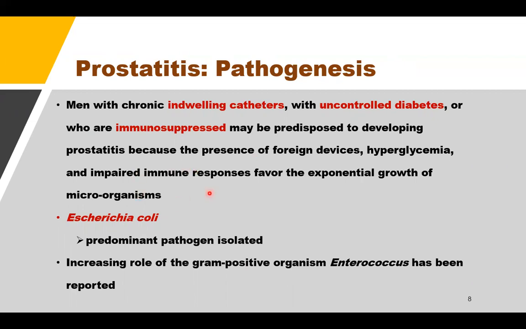Just like we've been discussing since the beginning of my discussion with you, Escherichia coli is also top on the list of microbial agents that could cause prostatitis. However, the gram-positive organism, Enterococcus, is also a significant organism to consider when you have patients with this condition, okay?